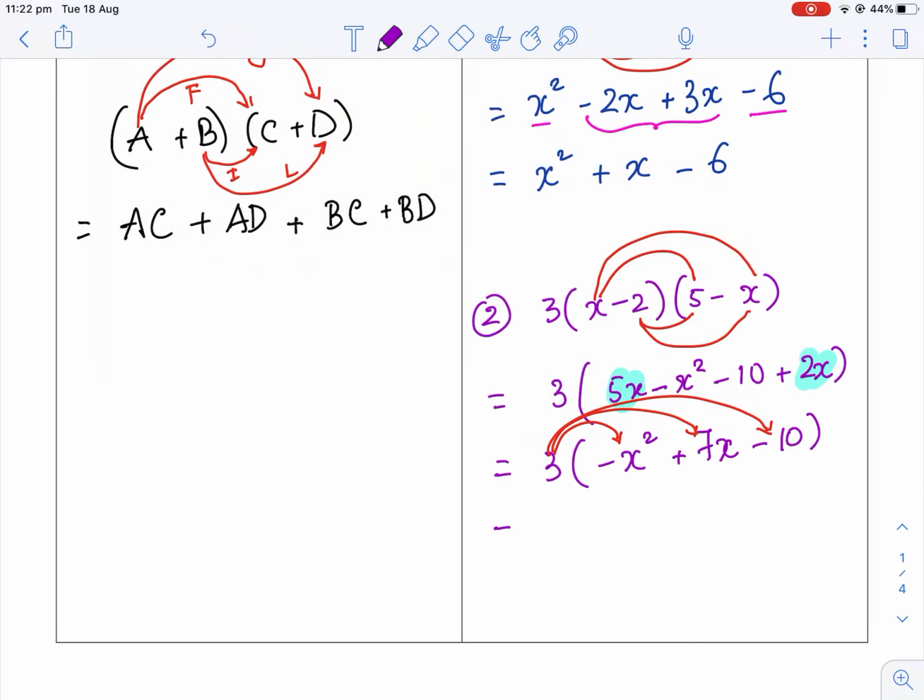And what I have will be negative 3x squared. Take away 3 times 7x, and 3 times 7x is 21x, and then take away 30. This one is your final answer.